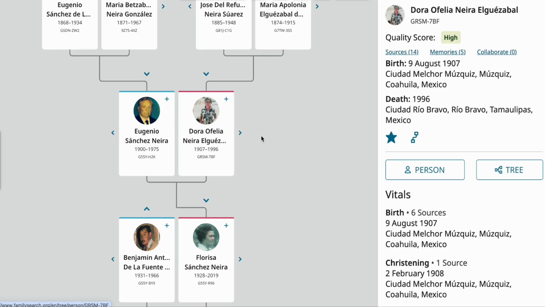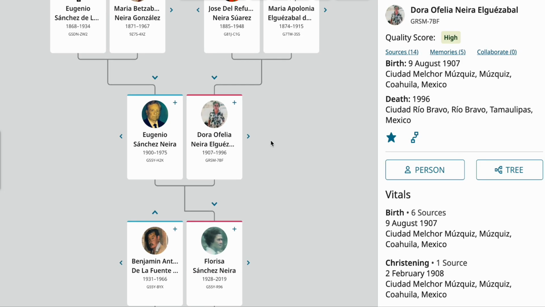Now, the final individual that had the Widow's Peak was, of course, my great-grandmother's biological mother, who is my second great-grandmother. And her name was Dora Ofelia Neira Elgazabal. She, of course, has a very interesting name. Of course, she has a lot of Spanish blood, Spaniard blood, a lot of governors, kings and queens with rare last names in her lineage. So yeah, it's a little weird seeing her name like that. Not that common, but of course a little bit more common in this area of Mexico.